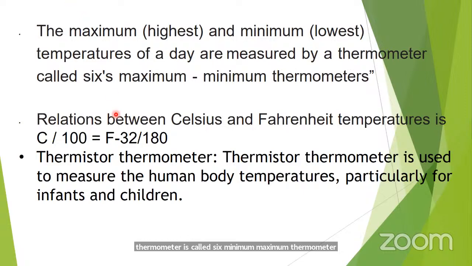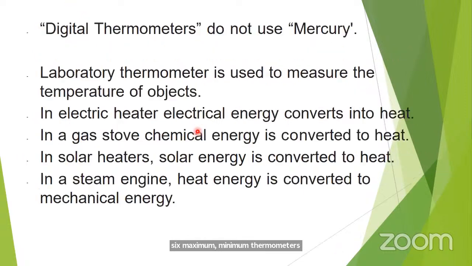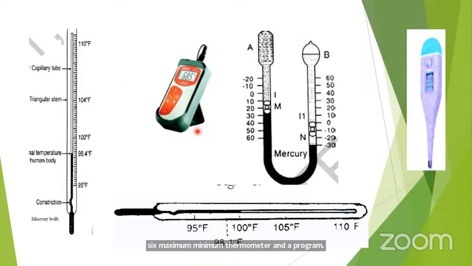Six's maximum minimum thermometer అని ఉపయోగించి మనం ఏం చేస్తాం? ఇక్కడ చూడండి, Six's maximum minimum thermometer. ఇక్కడ మనకు డయాగ్రామ్ ఉంది. సో ఇక్కడ ఈ కాలంలో we are using mercury.